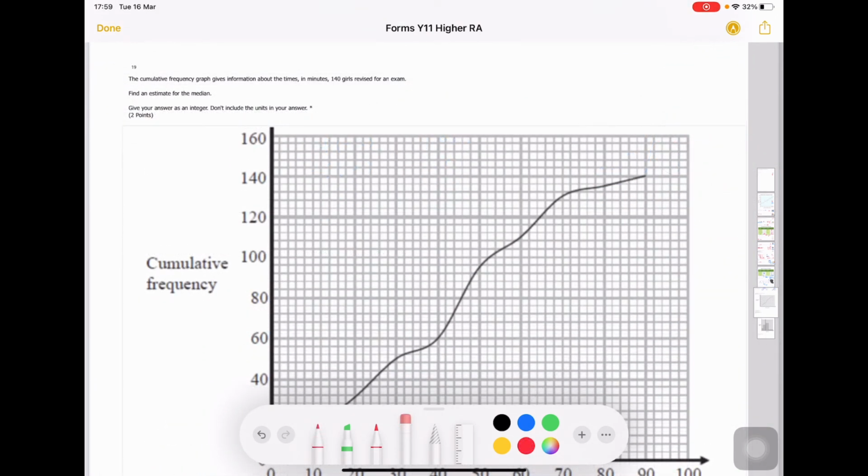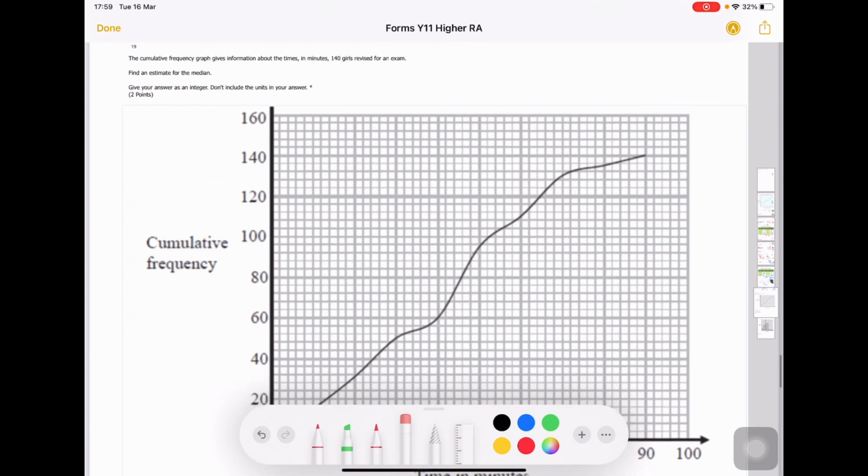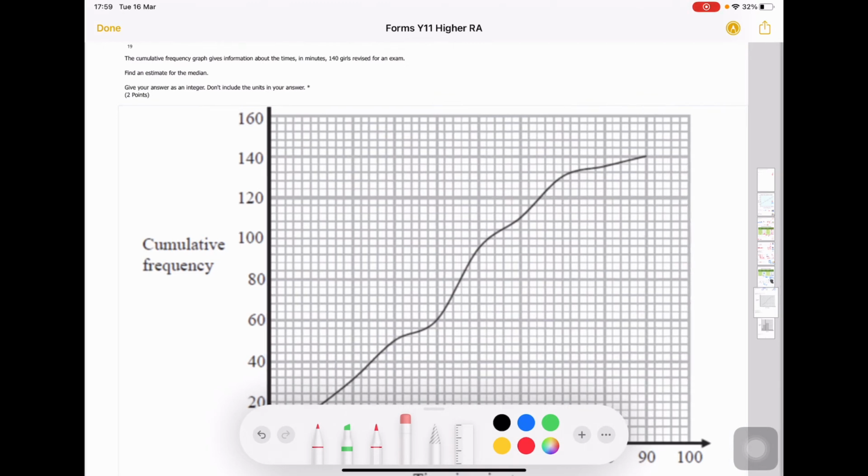So question 19, the cumulative frequency graph gives information about the times in minutes 140 girls revised for an exam. Find an estimate for the median. Give your answer as an integer. So firstly, we can see that with this cumulative frequency plot, they add up to the total number of girls, total frequency is 140, and it says that in the question as well.